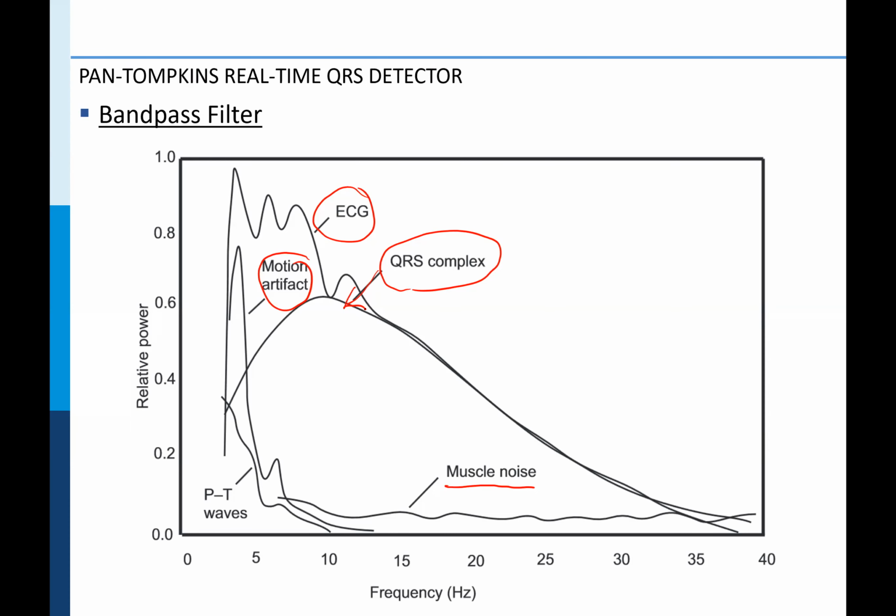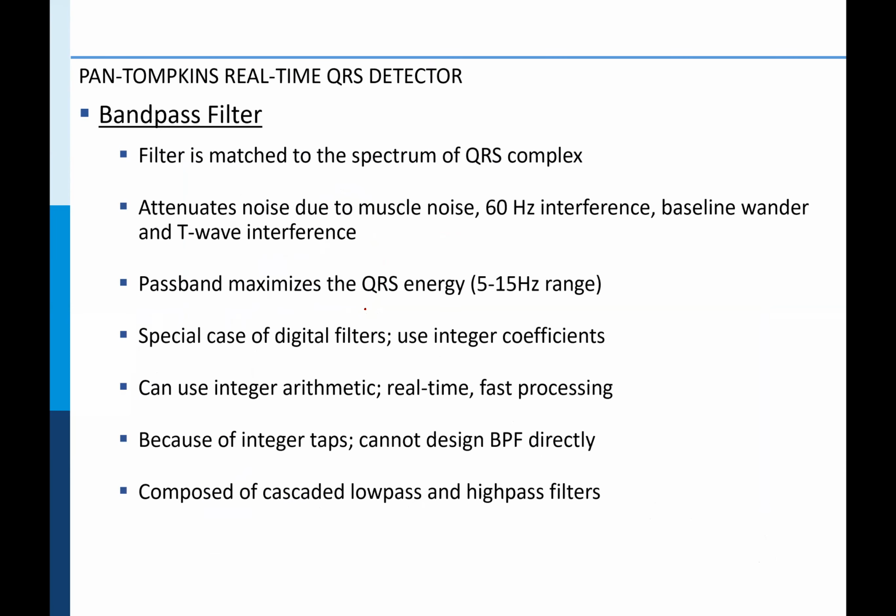Now, how do we go about applying the various filtering concepts that you have seen so far to a practical real-world application is a key next step. The bandpass filter, which is the very first step in the QRS detection process, allows us to take care of the muscle noise. It eliminates the 60 Hertz interference automatically because it only goes up to a bandwidth that's less than 60 Hertz. So the 60 Hertz frequency is gone. The baseline wander is also gone, and the T wave is reduced.